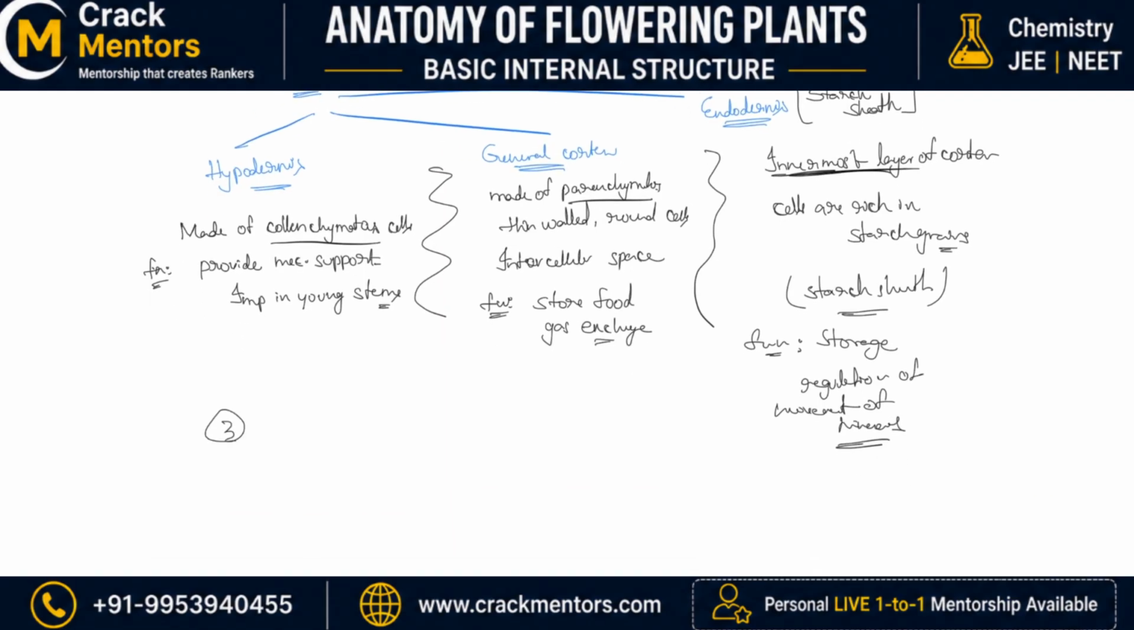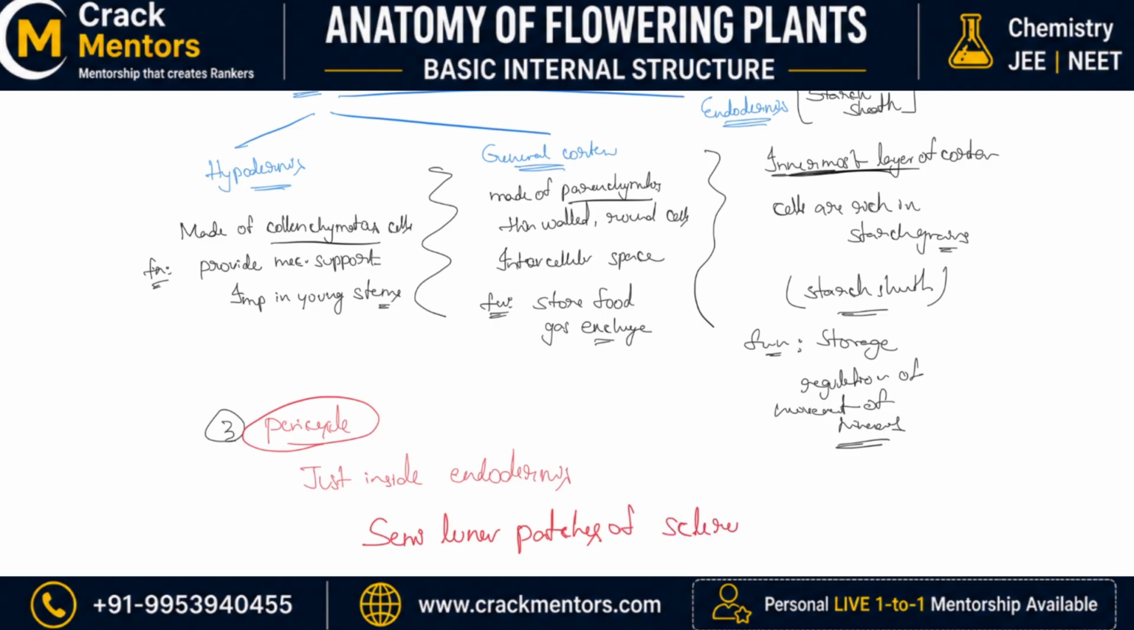Okay, coming to the pericycle, what do we see in the pericycle? Pericycle is present just inside the endodermis. This pericycle occurs in semilunar patches of sclerenchyma. Please remember this point. How are they seen? I'll show this in the picture, but for now remember that the pericycle is seen in semilunar patches of sclerenchyma.